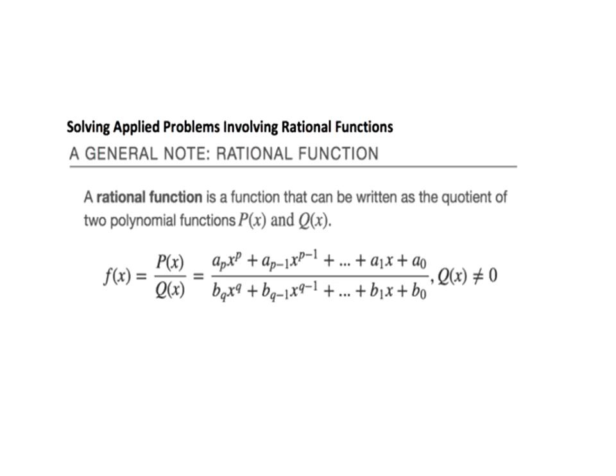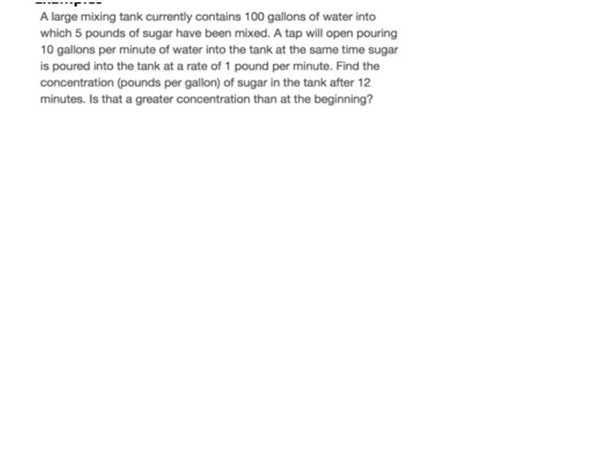All right, so a general note about rational functions. A rational function is a function that can be written as a quotient of 2 polynomial functions. So that's all that definition is down there. It's polynomial divided by polynomial. That's what a rational function is. Notice you have to have a variable in the denominator. Okay, so we are asked to write rational functions that model these situations.